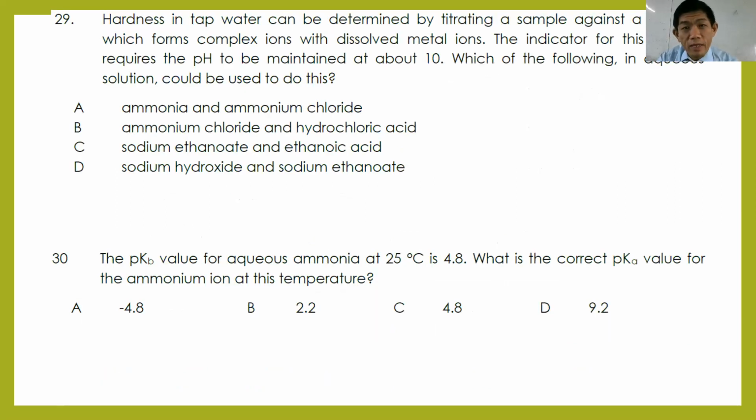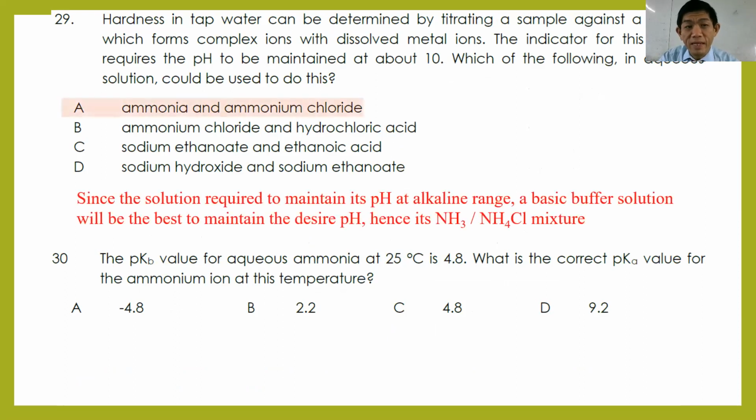Number 29. Hardness in tap water can be determined by titrating a sample against a reagent which forms a complex ion with dissolved metal ion. The indicator for this titration requires pH to be maintained at about 10. Which of the following in aqueous solution can be used for this? So it must be a mixture of a weak base and the salt of the weak base. So the combination of ammonia and ammonium chloride will be the best.